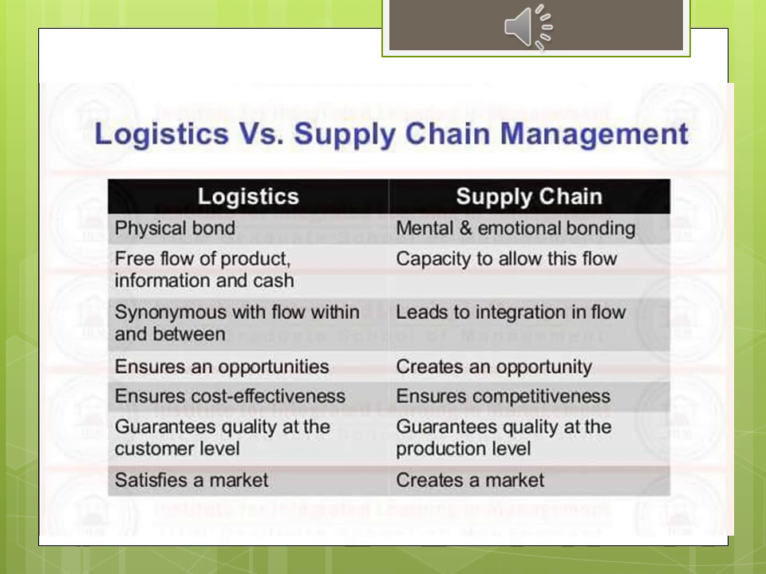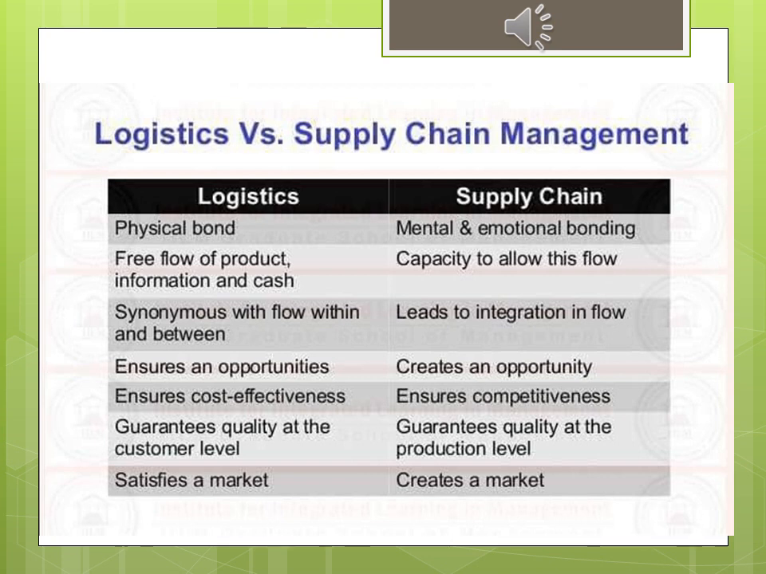While talking about the differences between logistics and supply chain management, these are a few points where you can differentiate them. So, logistics versus supply chain management. Logistics is the physical bond, whereas supply chain is mental and emotional bonding. Sometimes I can also say that logistics is like hardware and supply chain is like software, and supply chain is putting things together. They are gelling them, a kind of mental and emotional bonding, like it is written there.